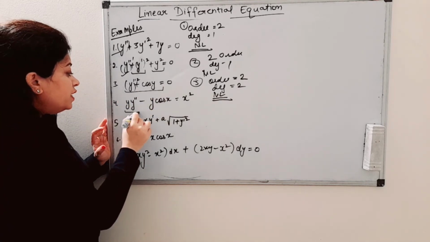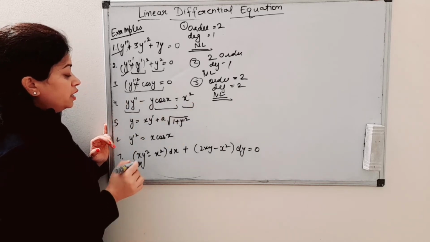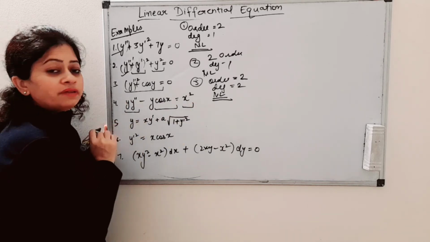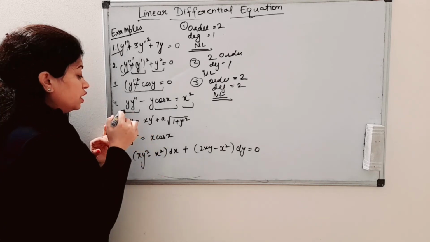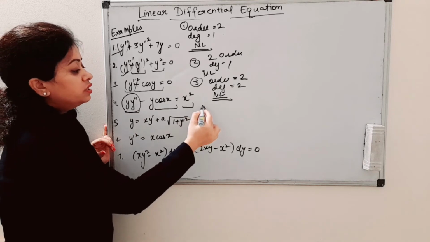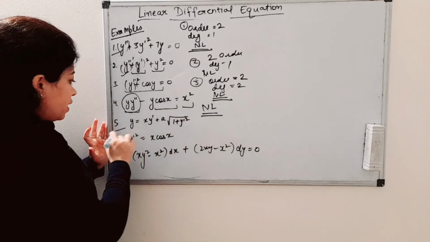Next is y double dash minus y cos x equal to x square, and here the highest order derivative is 2, so we can say order is 2, degree is 1, but here we have a product term, so this is also non-linear. Okay, now we have example number 5.